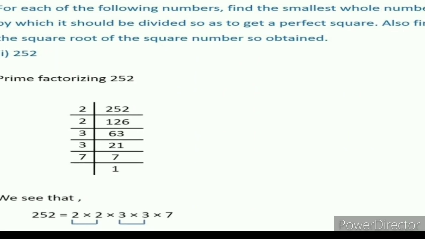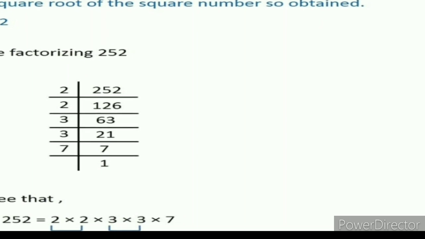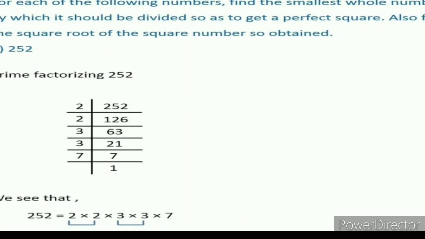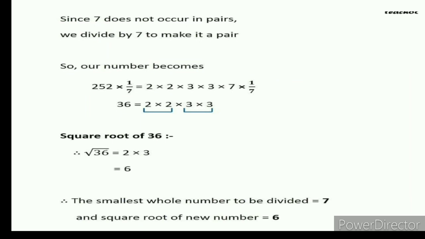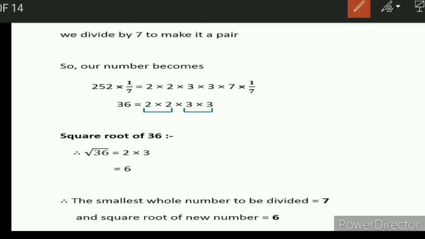Okay, prime factorizing 252, same number. Find the factors, we have already done it. Same thing you can copy. Yeah, same steps you read. Since 7 does not occur in pair, we divide. Instead of multiplication, you should write divided by 7 to make it a pair. Both the sides you should divide by 7.